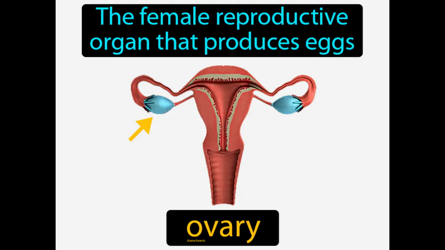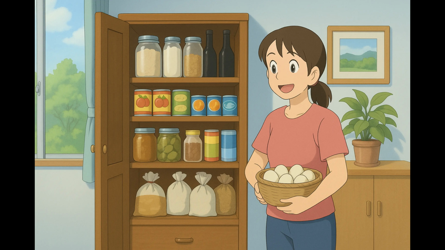The female reproductive organ that produces eggs, ovary. An ovary is an organ in the female body that stores and releases eggs. Think of the challenge of managing a pantry, where you must keep track of ingredients and ensure you have what you need for meals.